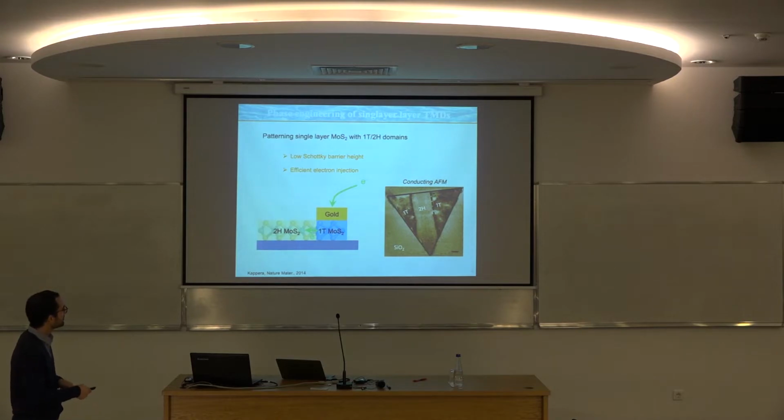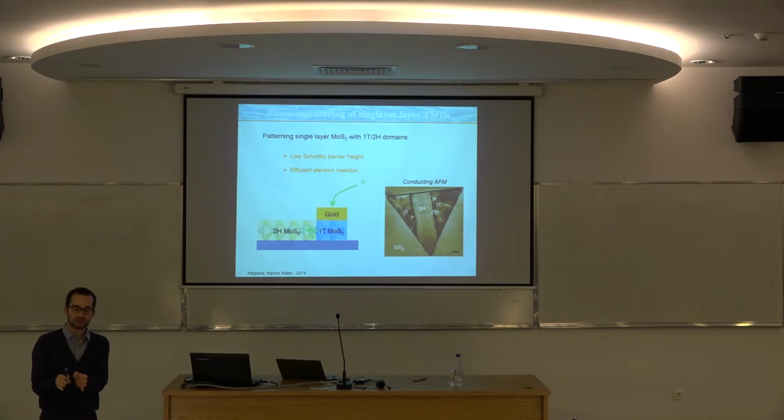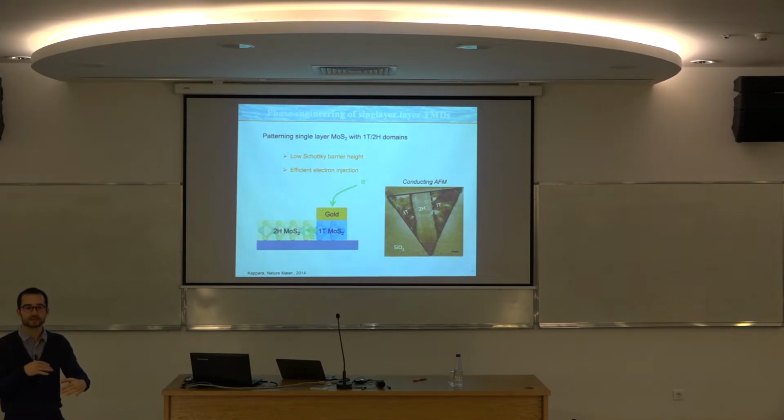So what we did is quite simple. We just pattern the MoS2 so that we can expose some parts of the sample to the butyl lithium, the reducing agent, and some are capped with PMMA, so they cannot react. And so this is a relatively simple method of patterning using PMMA.